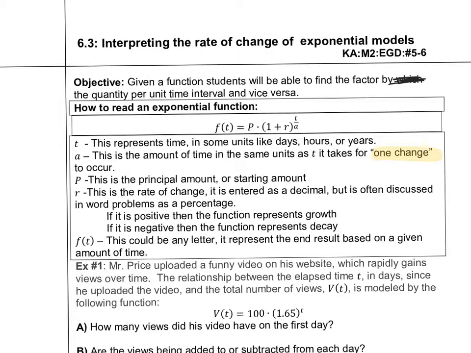All right, 6.3, interpreting the rate of change of exponential models. So the objective: given a function, students will be able to find the factor by the quantity per unit time interval and vice versa. So that means we're looking for a change over a certain amount of time. You're going to hear me refer to that as one change.